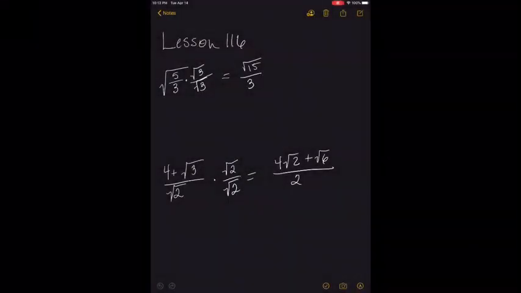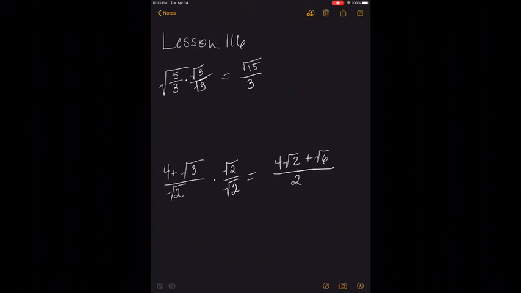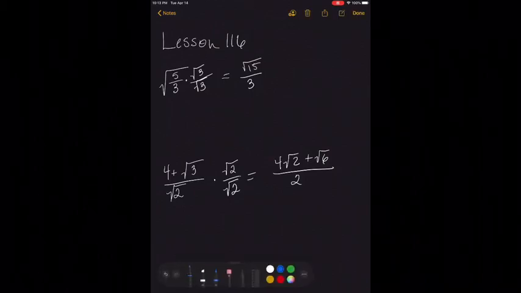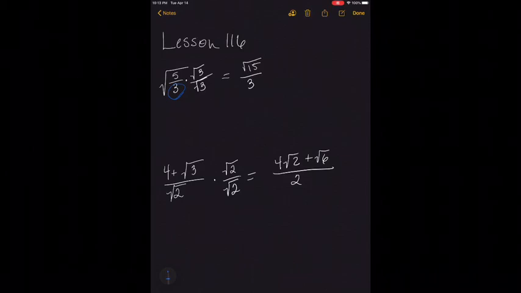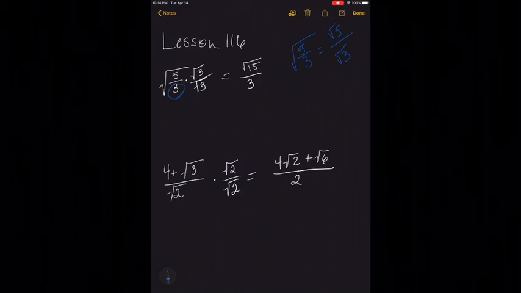116 is about rational expressions. This is all stuff that you've seen before. When we have a radical in the denominator, as we do in this case, what you've got to do is remove that radical from the denominator. So we have the square root of 3 in the denominator. Because when it's written like this, square root of 5 over 3, it's the same thing as writing square root of 5 over the square root of 3. So in order to get rid of that in the denominator, we have to multiply by 1 in the form of the square root of 3 over the square root of 3. And that yields us the square root of 15 over 3.